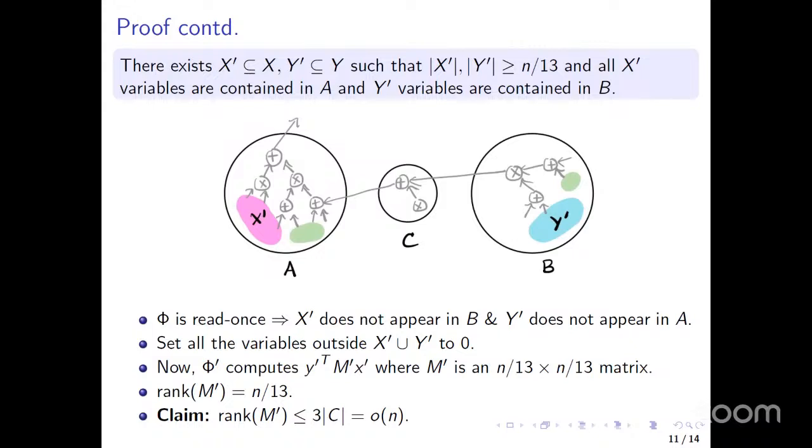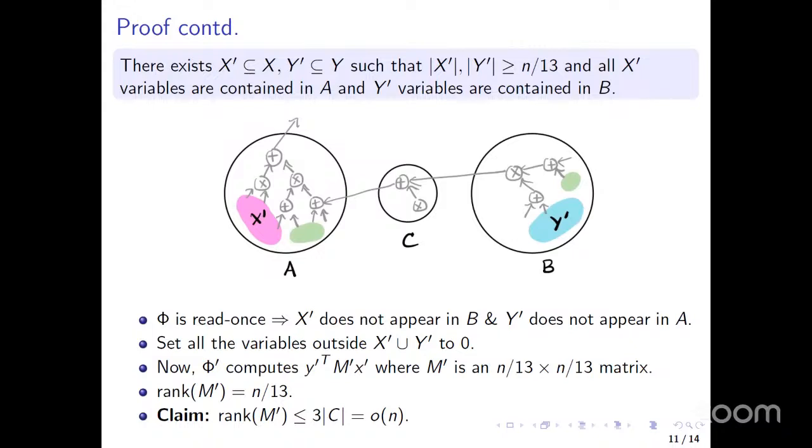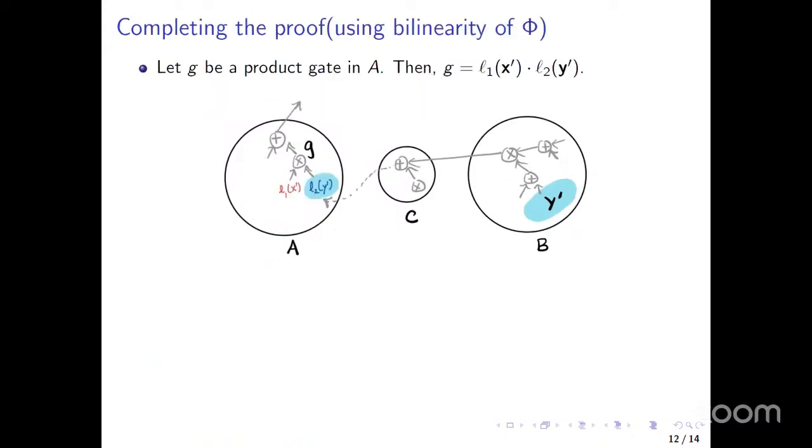Okay, so let's try and contradict this in less than a minute. So what is something we did not use? We used read-onceness. We did not use bilinearity, we used planarity. So I must use bilinearity in the contradiction. Okay. So what is a bilinear circuit?